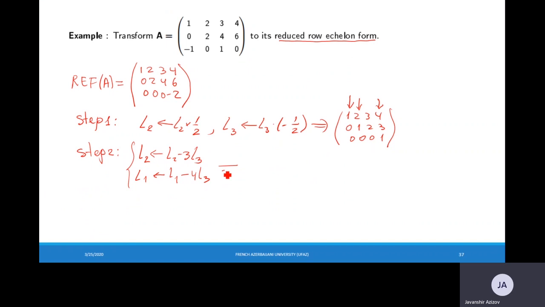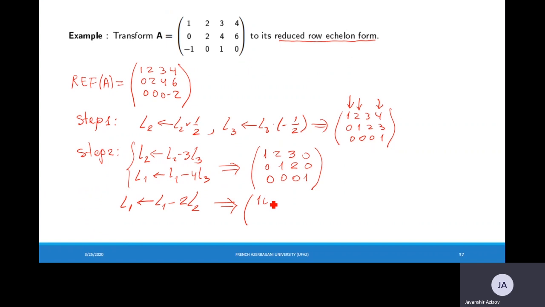Then our matrix will be this: 1, 2, 3, 0; 0, 1, 2, 0; 0, 0, 0, 1. Then in the second column, we cancel 2. Therefore, we use this elementary operation. Instead of L1, we write L1 minus 2L2. From here, the result will be this.